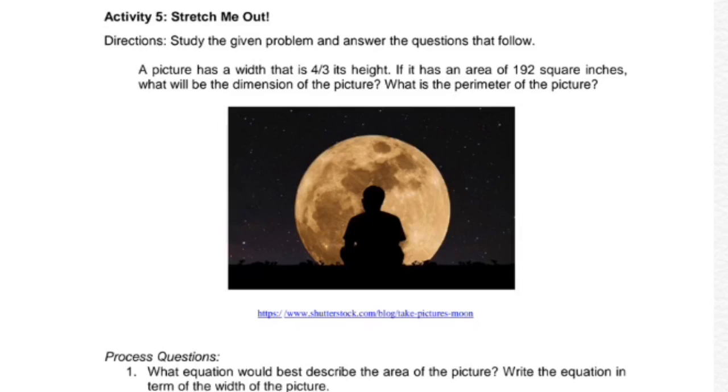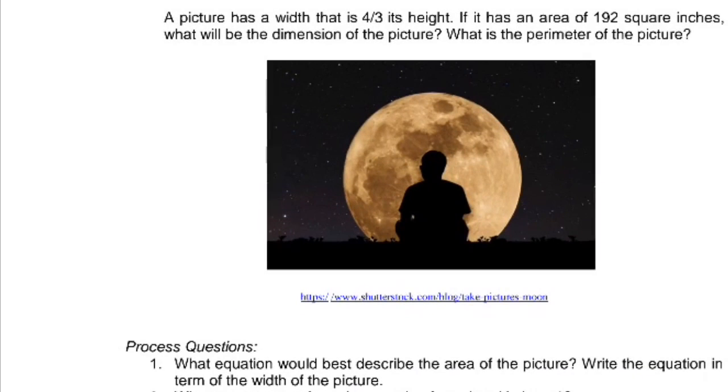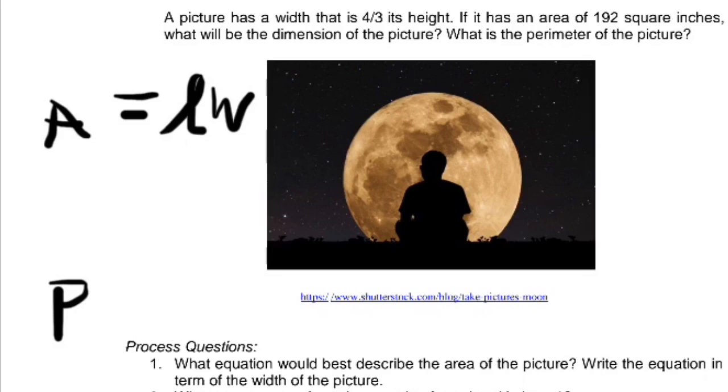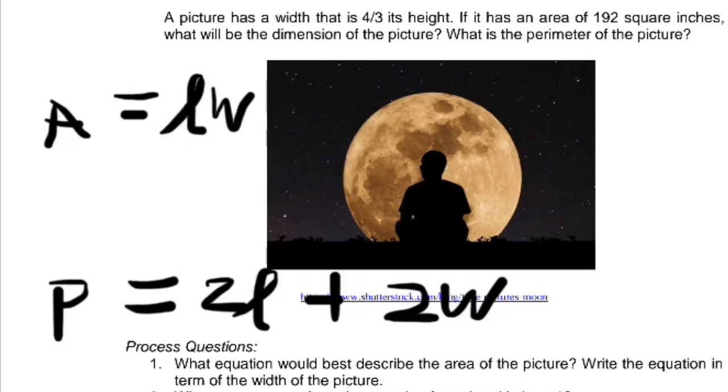Then activity 5, stretch me out. Study the given problem and answer the questions that follow. A picture has a width that is 4/3 its height. It has an area of 192 square inches. What will be the dimension of the picture? What is the perimeter of the picture? For the hint, you're going to use area equals length times width, and perimeter equals 2L, twice the length plus twice the width.